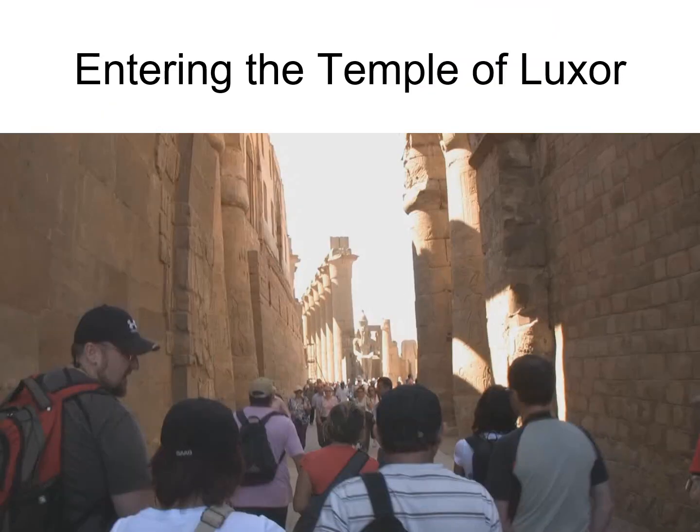So like everything else in Egypt, these temples would have been huge, including the Temple of Luxor. You can see how the walls and these pillars just tower over everyone that's walking through the temple. It would have towered over Joseph as well.